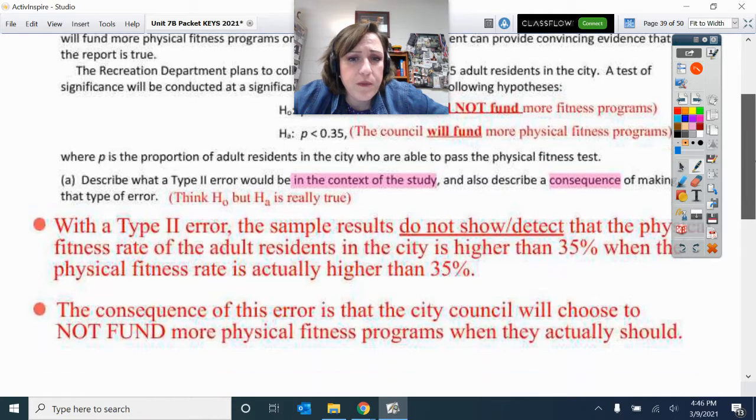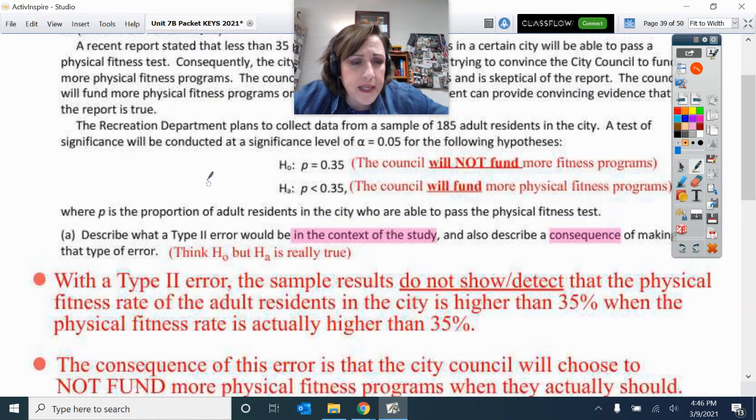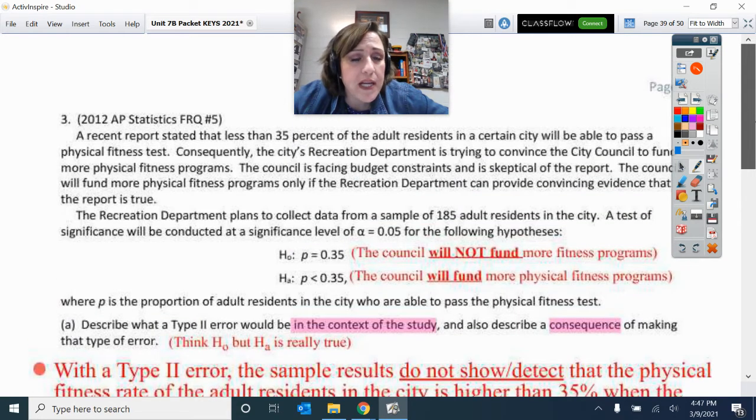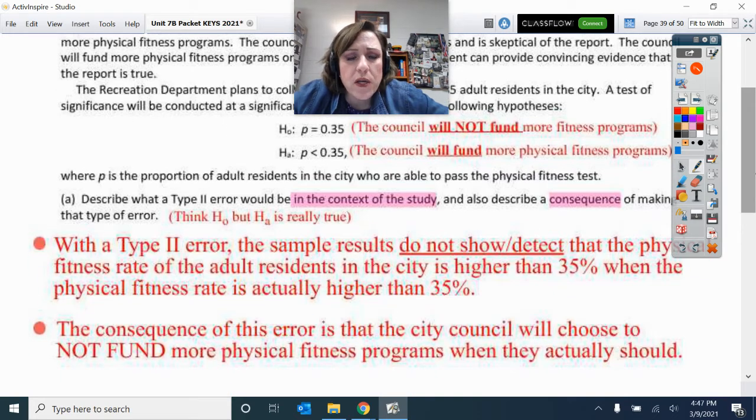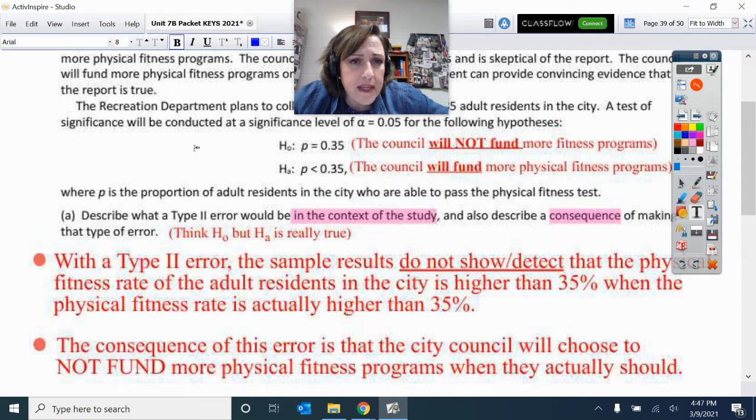So here we go. So then we want to know about describing what a type 2 error is in context of this study and also a consequence, straight up, exactly the way you're expected free response wise in 2012 to do. Okay? So I have to think to myself, okay, that tells me that we think, our sample makes us think.